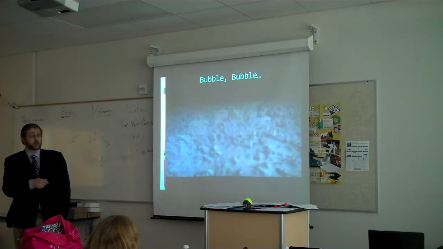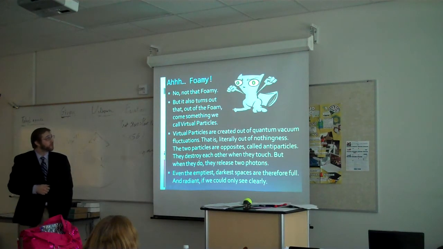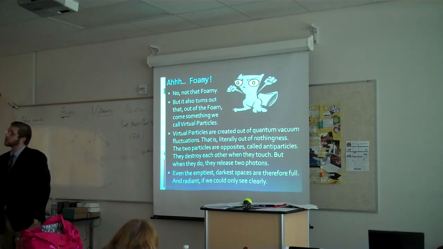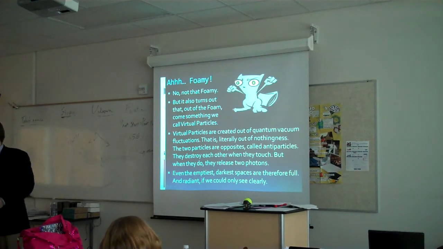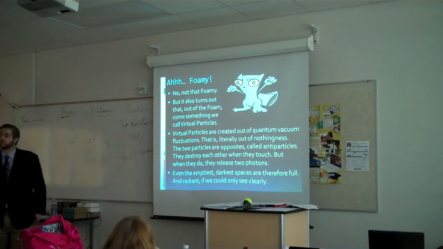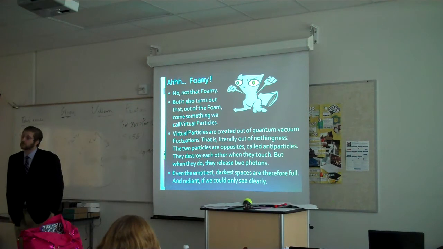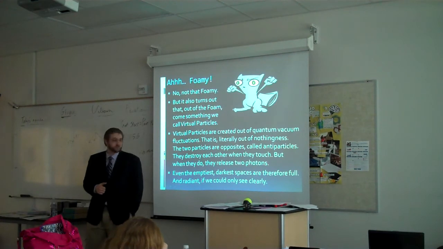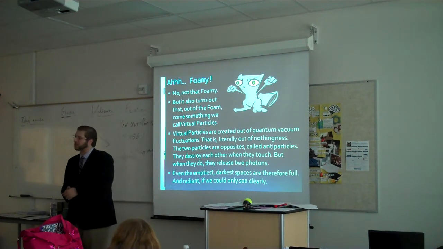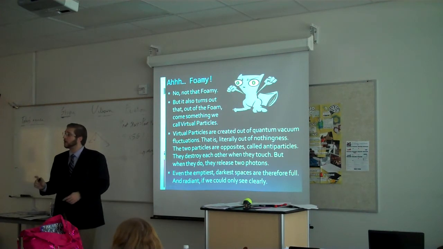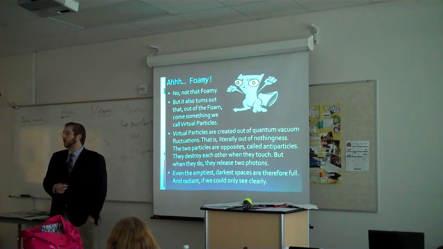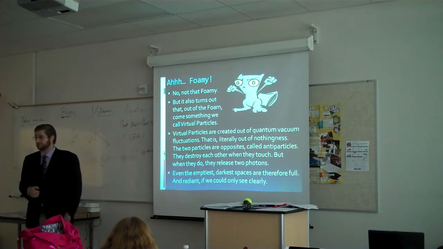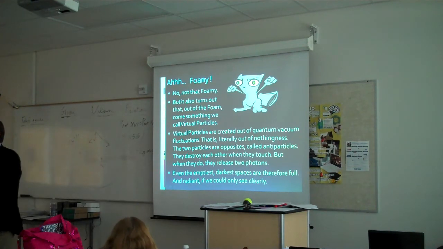One of the really interesting things about the quantum foam, though, is that out of the foam, we get something called virtual particles. Virtual means not real, same as virtual reality. These are created out of quantum vacuum fluctuations. Literally out of nothing, we get virtual particles. And they're always created in pairs. They're opposites called antiparticles. Think matter and antimatter. And they touch, and when they touch, they obliterate each other. They annihilate. They're gone. But what's left and what's created are two photons. So out of nothingness, we get something. Inevitably. And that something is light.